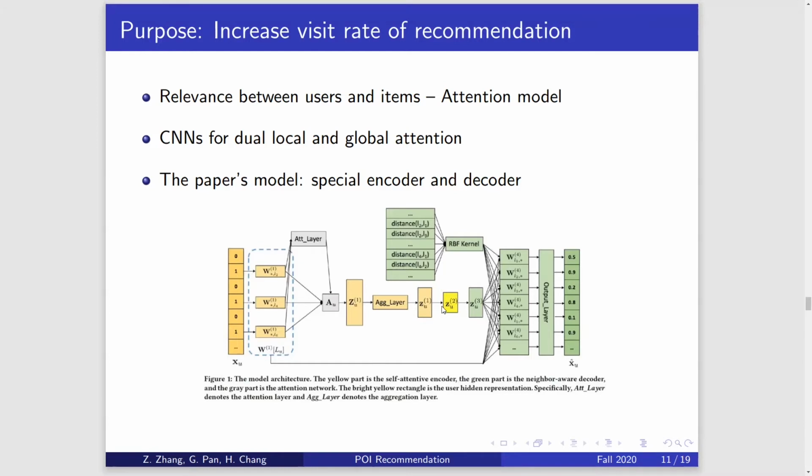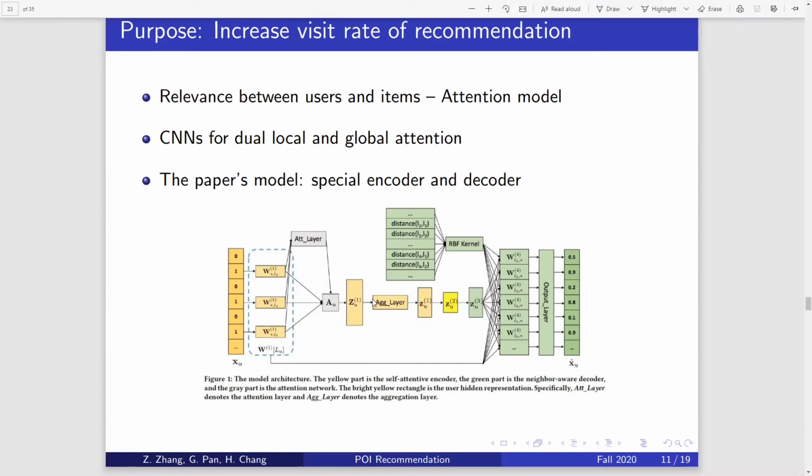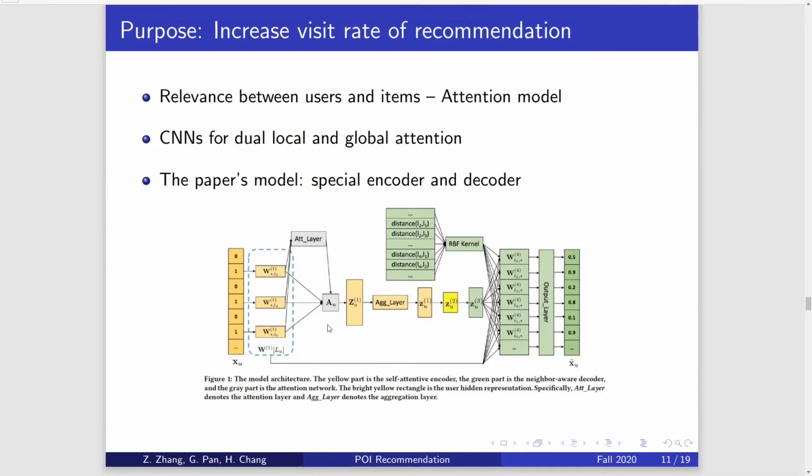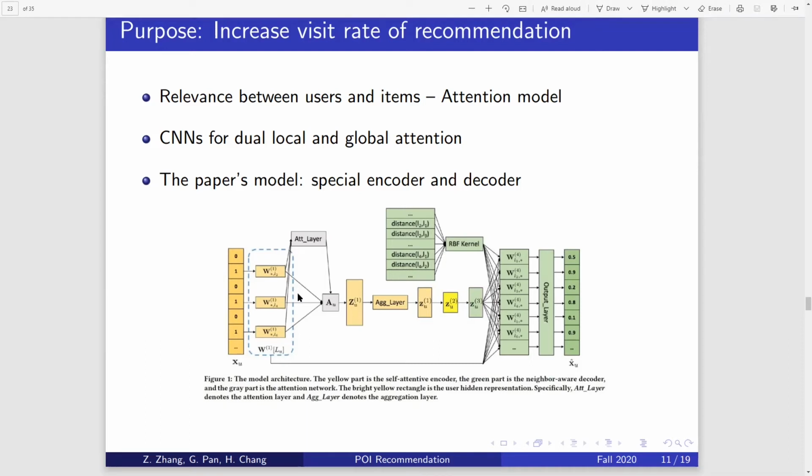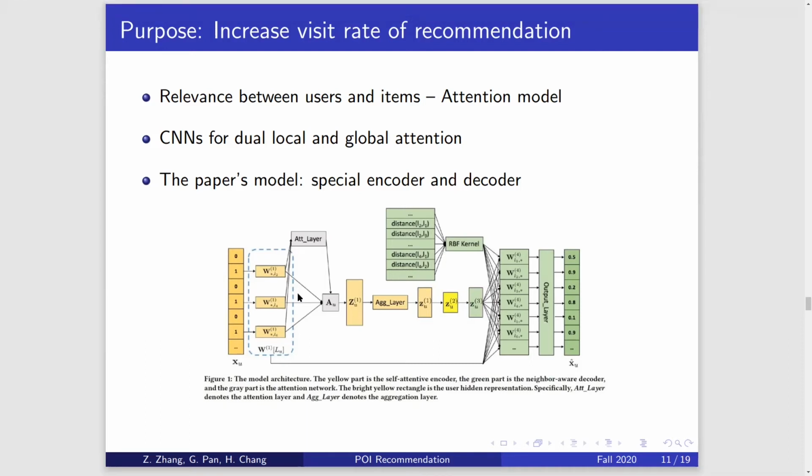The structure is very similar to what we've learned in STAT 441. So the layer in yellow is the encoder layer. It transforms the performance vector of POI into hidden represented data using the weight W1. And the layer in green is the decoder layer. It transforms the data in the hidden representation into recommendation using the weight W4, which is in green here.